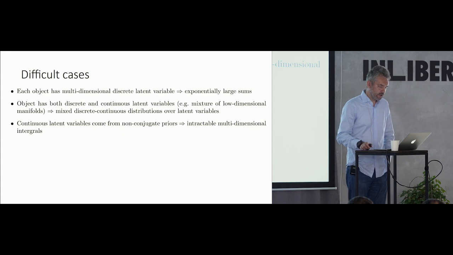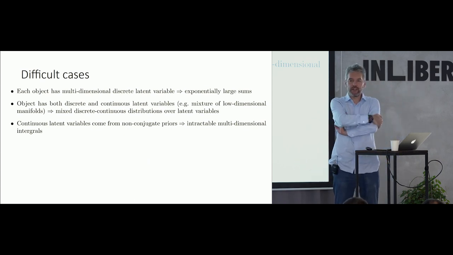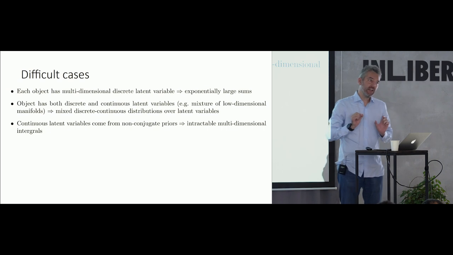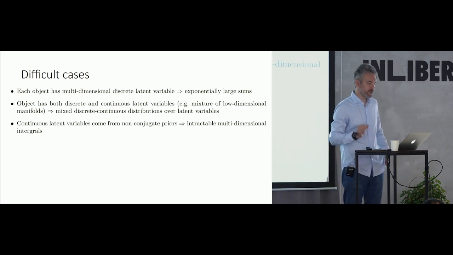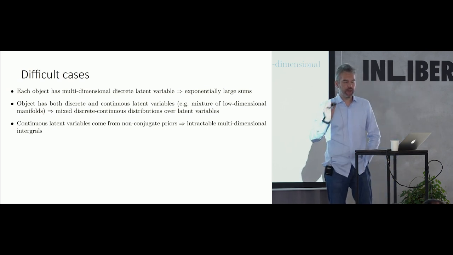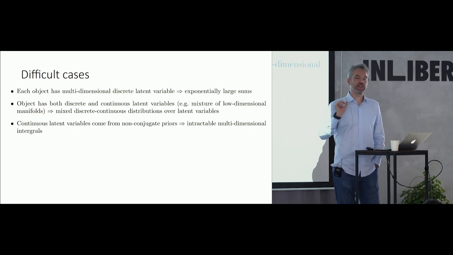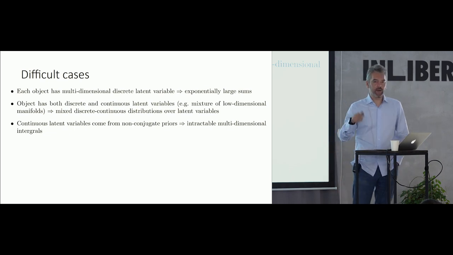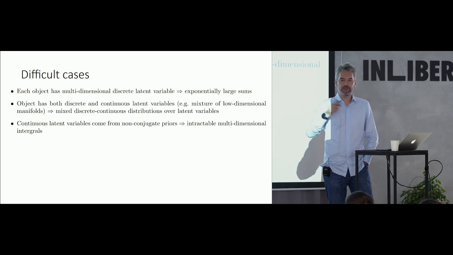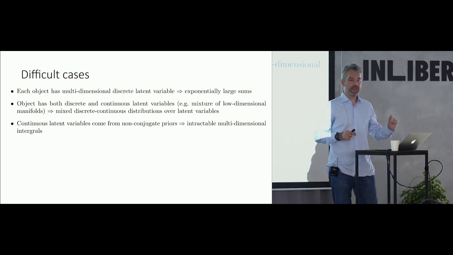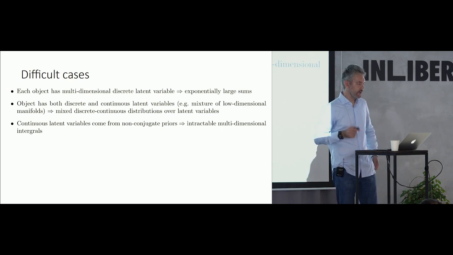This I already told. So what are the bottlenecks of the EM algorithm? Although in most cases it's very efficient, there are some difficult cases where it's either inapplicable or should be modified. One of them is when, for example, with each object we associate a multi-dimensional discrete variable. Consider the case when with each object we associate a 10-dimensional binary variable. Then the number of possible values of this discrete variable is exponentially large. It's 2 to the power of 10, so about 1,000 terms in the summation. This is still doable, but if we have 20 binary variables for each object, then the summation becomes impractical, and we have to use some kind of approximations.